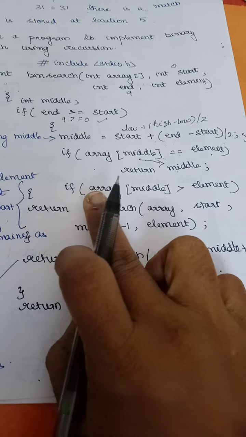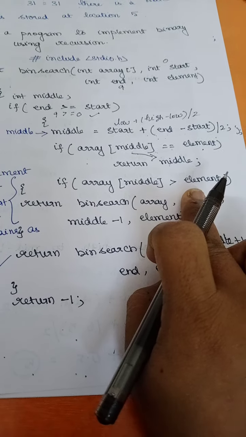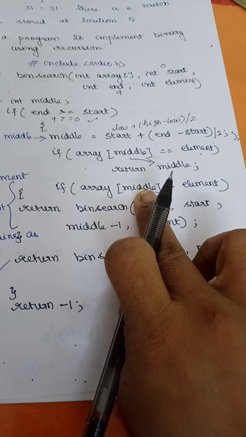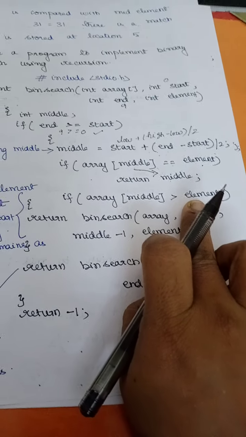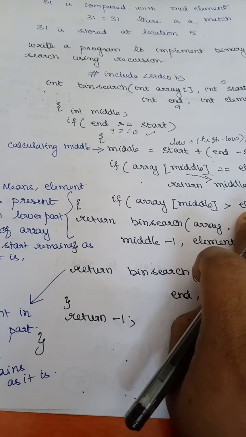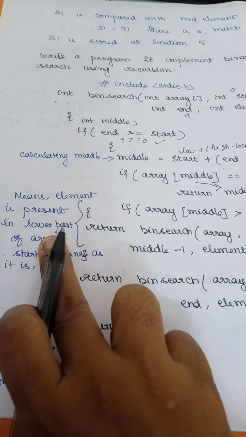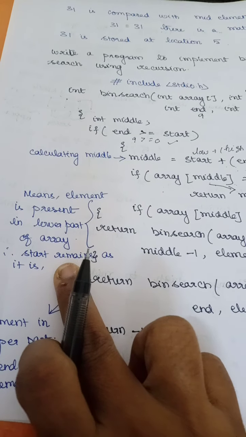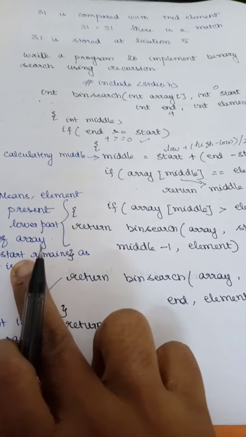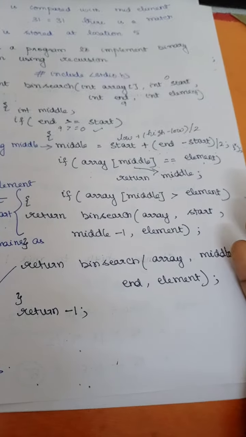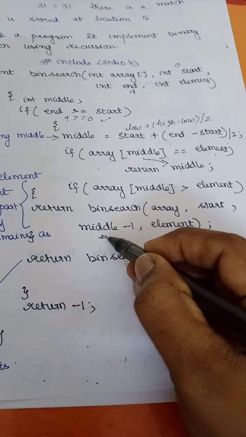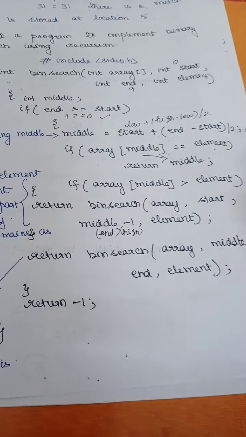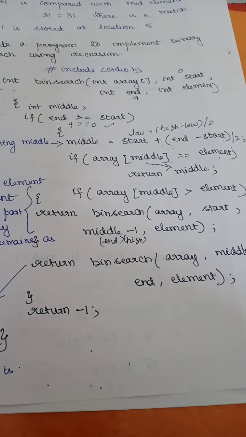Else I am going to check if array of middle is greater than element. So my element is less, my middle is greater. When element is less, what I have to do? I have to move to the lower part of the array. So lower part of the array means I should change what? The start will remain as it is, and I should change my end. So my end will be middle minus 1, that is high. Is that clear?